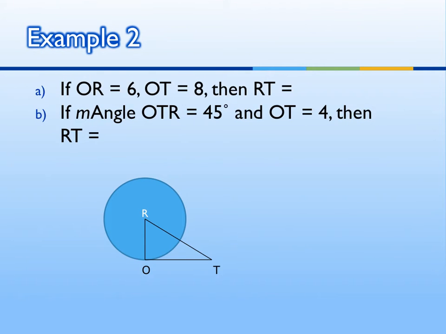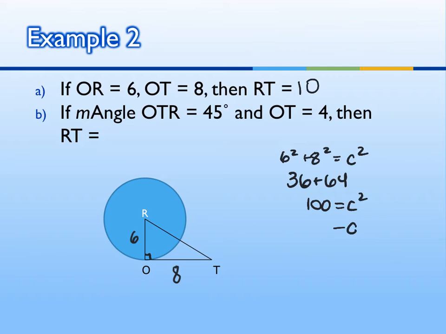All right. Example 2 says if OR is 6 and OT is 8, then RT is what? How do I know to use the Pythagorean theorem? Because that's a tangent line. If it's a tangent line, it's perpendicular. What would be RT? 10. That's a triple, 6, 8, 10. If it wasn't, I would do 6 squared plus 8 squared equals C squared, 36 plus 64 is 100, and C is equal to the square root of 100.